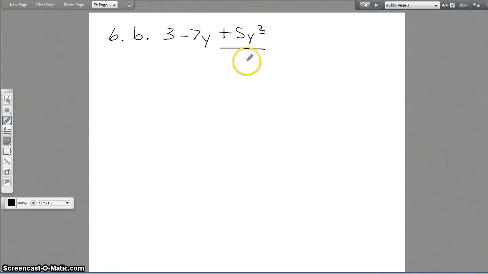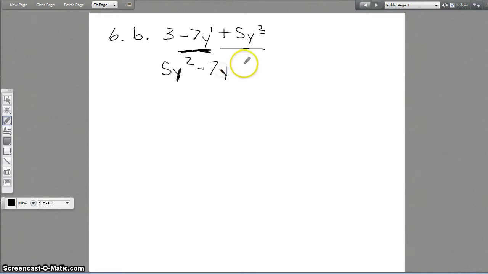What you have to remember when you're doing this is that the sign in front of your monomial belongs to the monomial. So this is a plus 5y squared. Now, what's the next smaller one below that? That would be 7y, which is to the first power. Notice it has a negative in front of it. So now we say minus 7y.